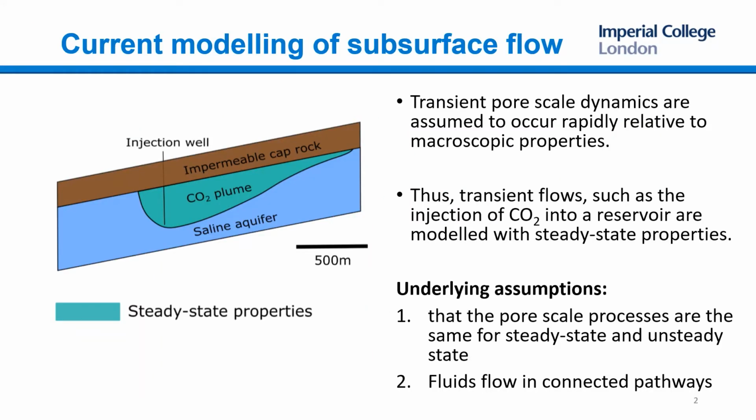So, why are we interested in the pore-scale dynamics that occur during transient and steady-state flow in the subsurface? Transient pore-scale dynamics are assumed to occur relatively rapidly compared to macroscale properties such as the pressure and saturation. Thus, transient flows such as the injection of CO2 into a reservoir are modeled with steady-state properties, and this is shown on the figure on the left. However, the underlying assumptions in this are that the pore-scale processes are the same for steady-state and unsteady-state flows, and that these fluids flow in connected pathways at steady-state.